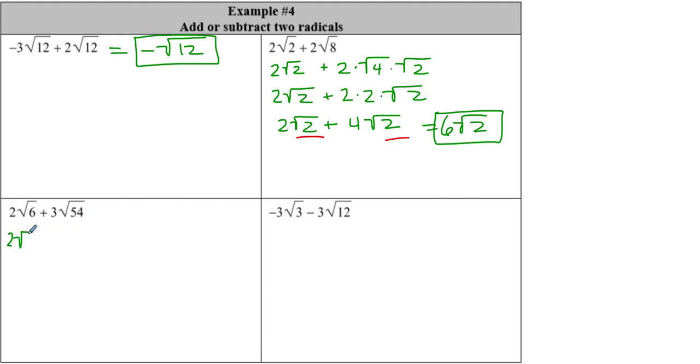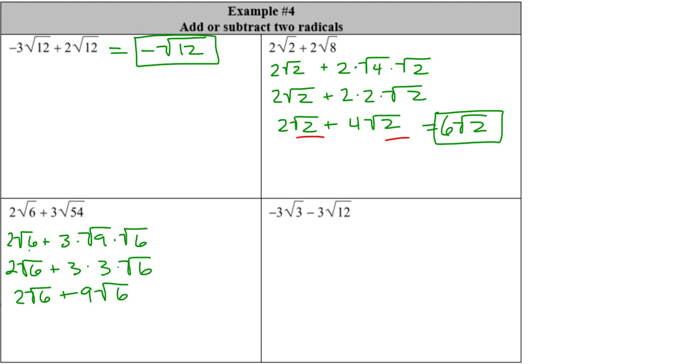So we got 2 radical 6 plus 3 times radical 9 times radical 6. Oh, and if you look, we already know we're in the right place to be. Okay, so radical 6 plus 3, this is going to be times 3 times radical 6. And then we get 2 radical 6. 3 times 3 is going to be 9 radical 6. We're adding these two numbers up. Boom, that gives us 11 radical 6. All right, pause the video, come back. You do that last one.